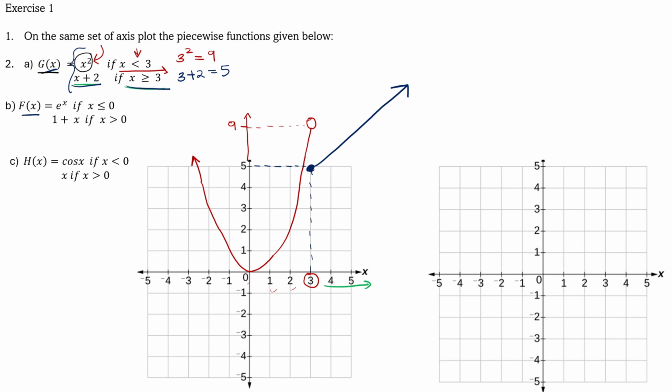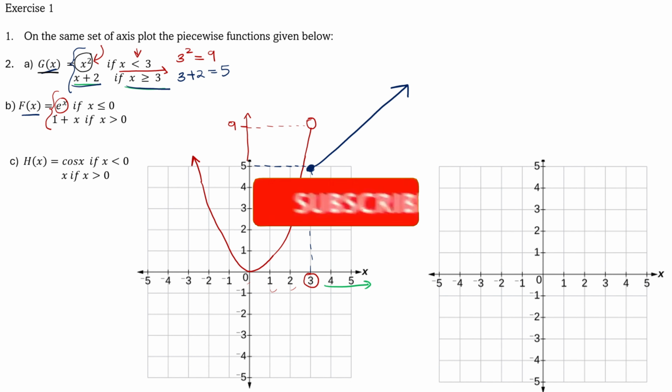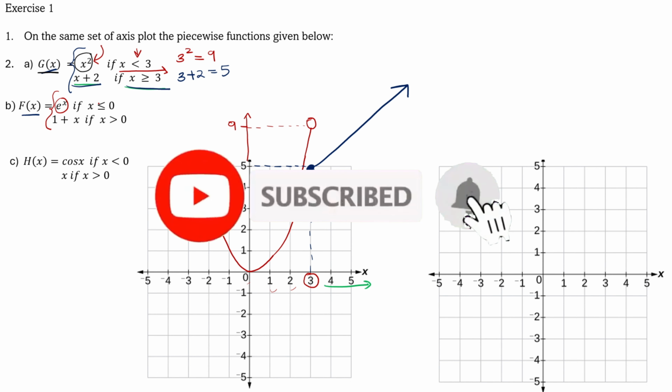Now let's try to plot b on the same set of x's. B is the equation f of x given by e to the power x if x is less or equal to 0, and given by 1 plus x if x is greater than 0. So in this case, this is a piecewise function as well, defined by two equations. E to the power x is an exponential function, a natural exponential function. I've covered those in my other videos. I will link it in the description.